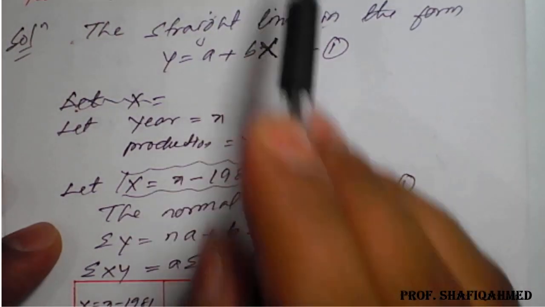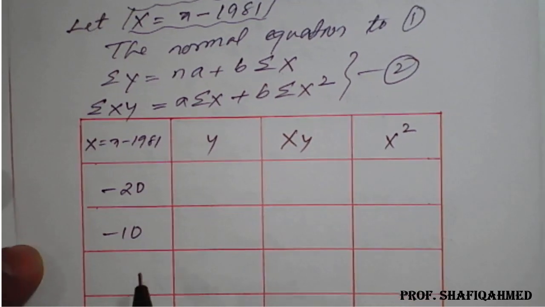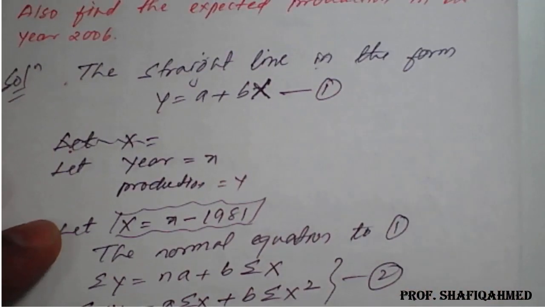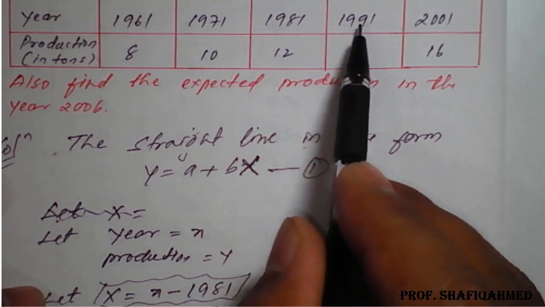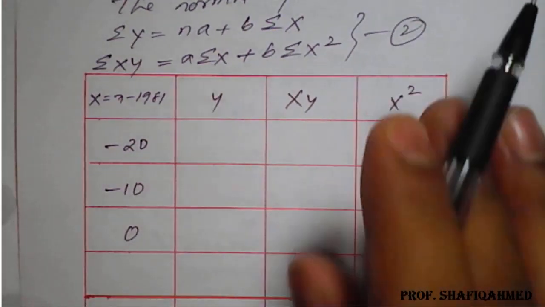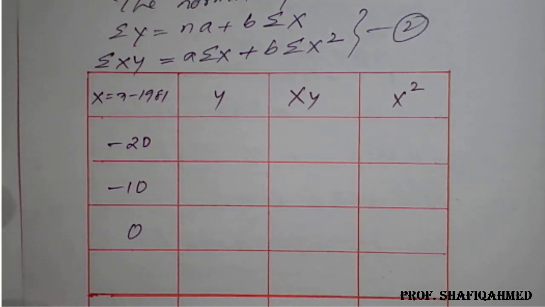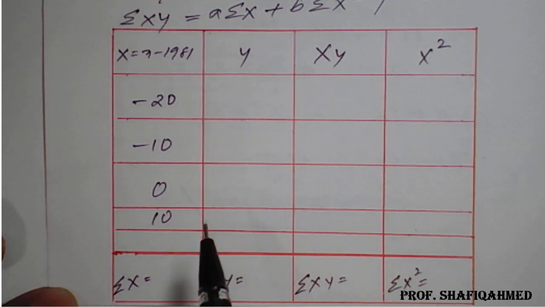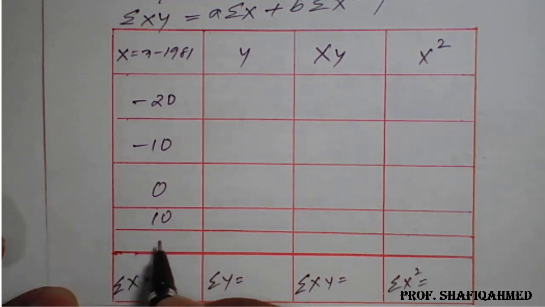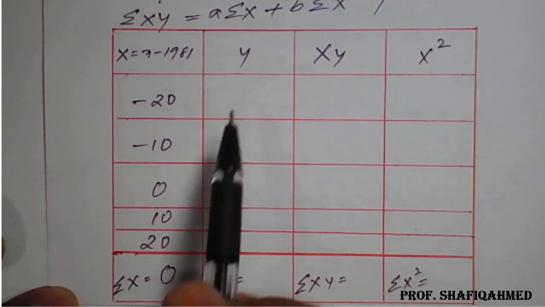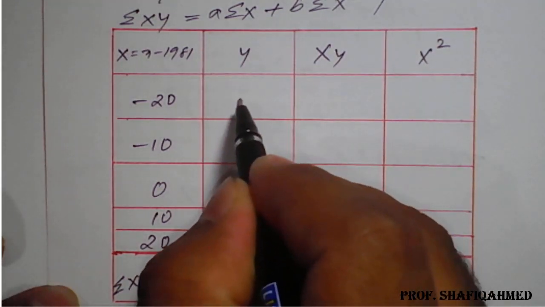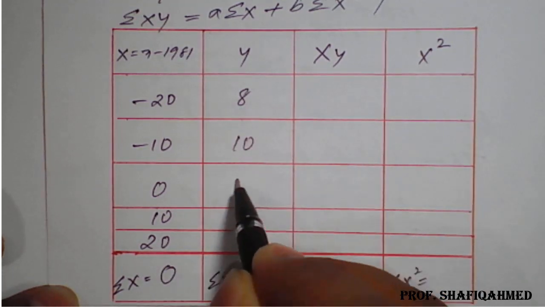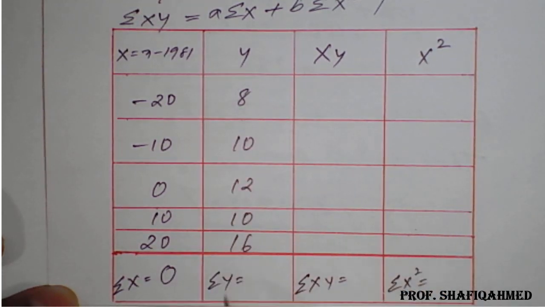Then 1981 minus 1981 is 0. The next value of x is 1991 minus 1981, it will be 10, and the next value is 2001 minus 1981, which will be 20. If you add these, minus 20, minus 10, 0, 10, 20, the answer will be 0. The y values from the table are the production: 8, 10, 12, 10 and 16.